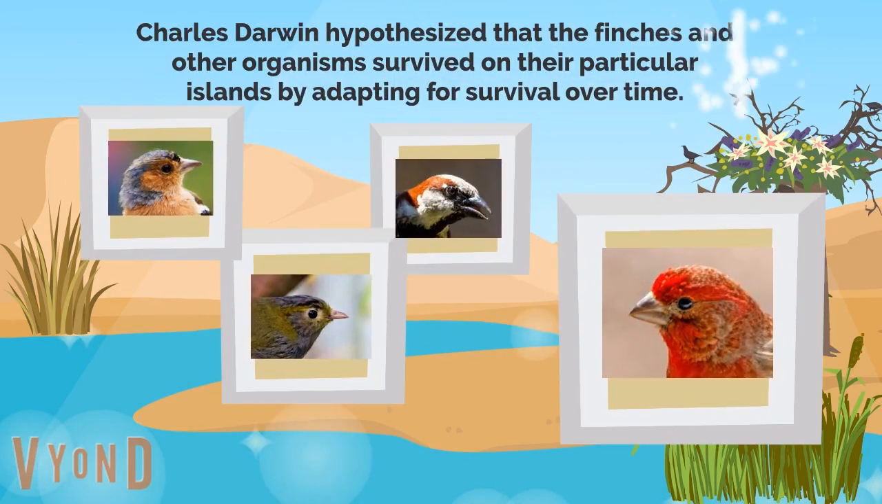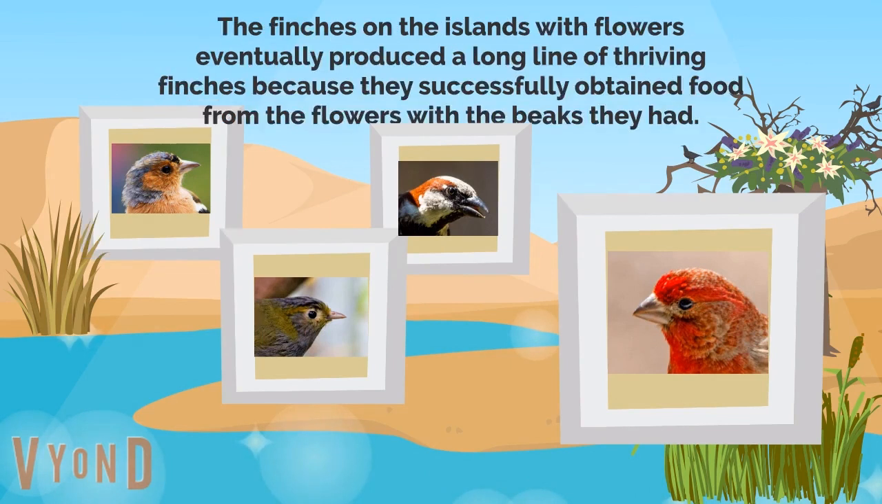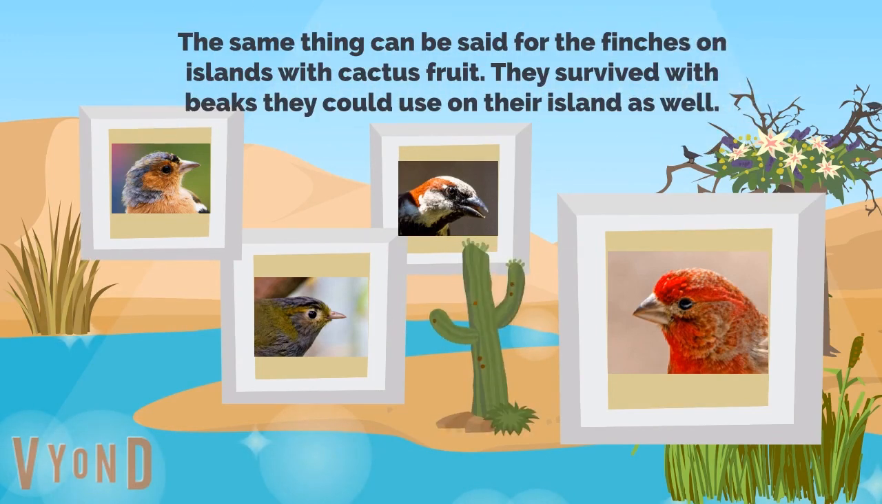Charles Darwin hypothesized that the finches and other organisms had survived on their particular islands by adapting for survival over time. The finches on islands with flowers eventually produced a long line of thriving finches because they successfully obtained food from the flowers with the beaks they had. The same thing can be said for the finches on the islands with cactus fruit. They survived with their beaks that could use the food on their island also.